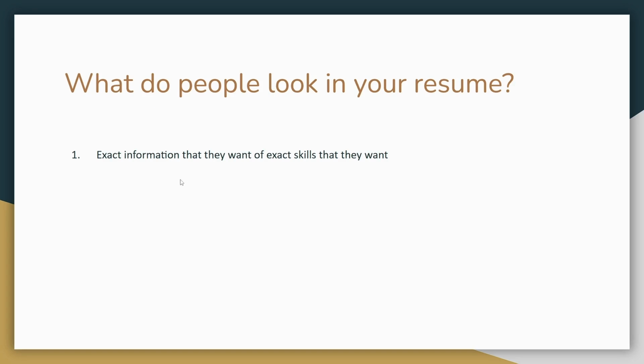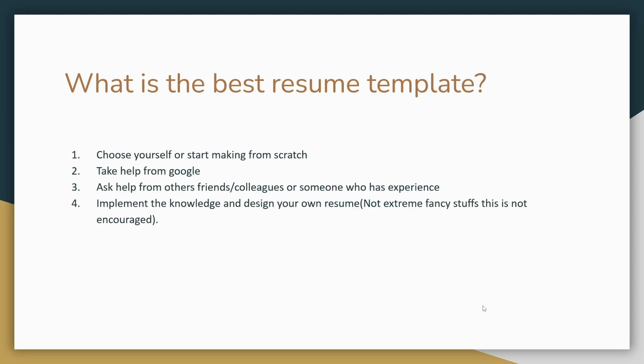And the next slide is, what do people look for in your resume? So I have written the exact information, the exact skills that they want. In a resume, people will look for only the skills, nothing else. Okay. They will take the interview later, but they will first of all have a look at your resume. If your skill set matches the requirement and you are a good fit, then they will take your interview in the next round. So this is all about the resume.